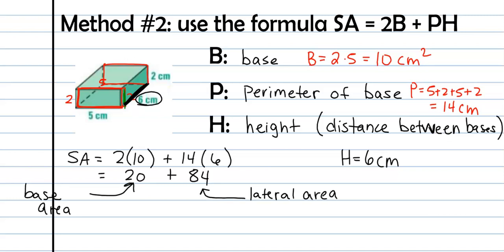And then we just add them together for our total surface area. 104, and it's going to be in centimeters squared. Same answer we got using the first method, just done a little bit differently. So it's up to you. Do what makes sense to you. Do what's easiest or most effective, efficient, most fun for you in the given situation.